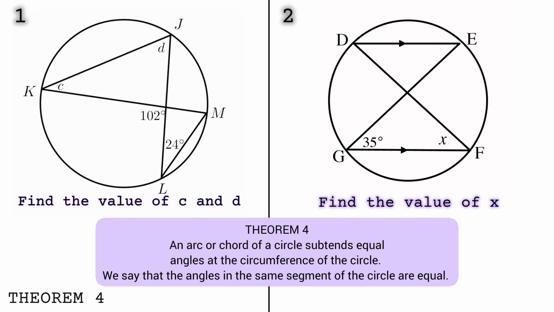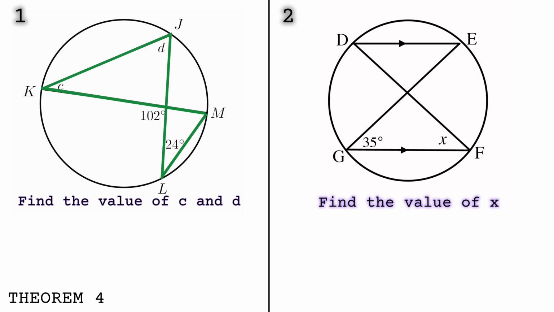Theorem 4 states that an arc or a chord of a circle subtend equal angles at the circumference of the circle. We say that the angles in the same segment of the circle are equal. In this theorem, we are looking at this shape. As long as these four corners lie on the circumference of the circle, then this angle is equal to this angle, and this angle is equal to this angle.